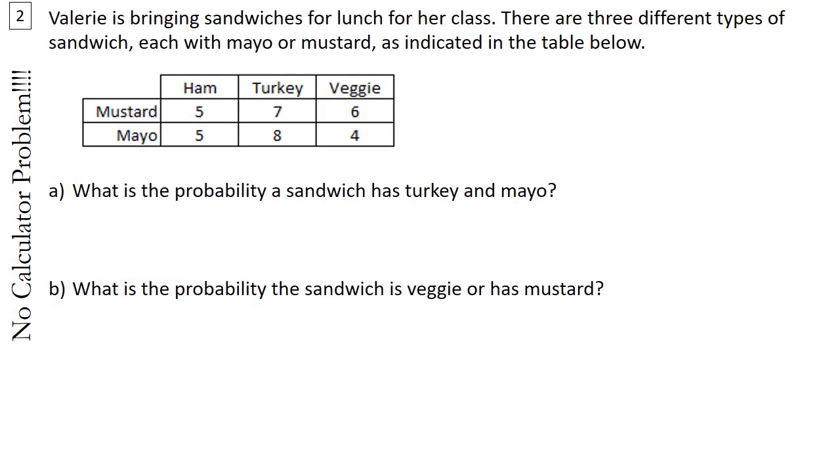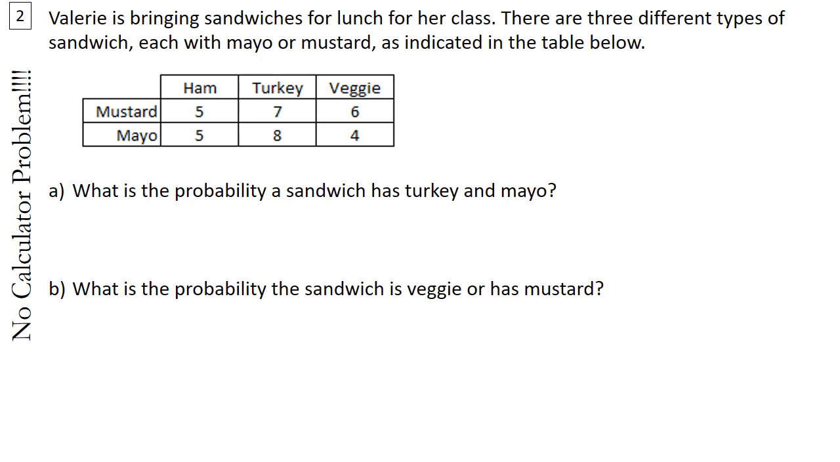Changing gears to a probability problem. Again, no calculator, but we shouldn't need calculators on this. This is a two-way table problem. Now, two-way tables often signal that we're going to have a conditional probability, a probability with given stuff. But the word given doesn't show up here. None of these are conditional probability. They're just and or problems, which is fine. Two-way tables work fine for that as well.